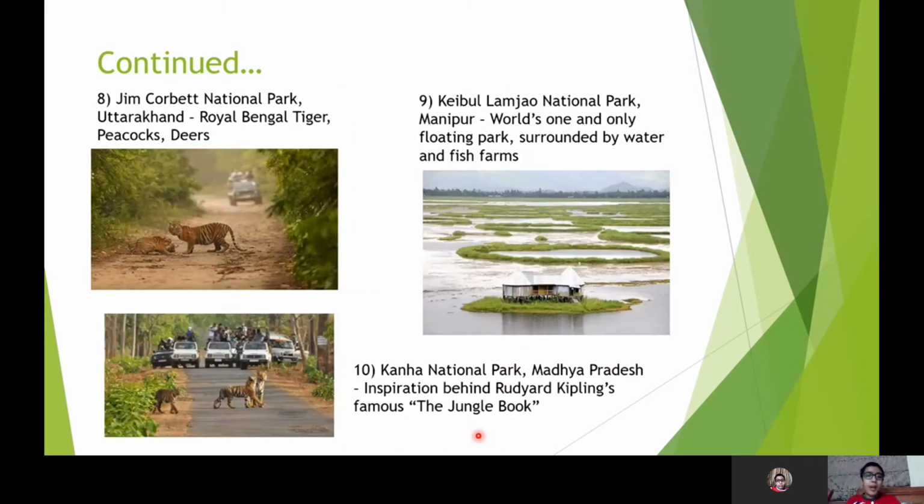Jim Corbett National Park in Uttarakhand, known for the Royal Bengal tiger, peacocks and deer. Keibul Lamjao National Park in Manipur, known for the world's one and only floating park surrounded by water and fishing farms. Kanha National Park in Madhya Pradesh, known as the inspiration for the famous book, The Jungle Book.